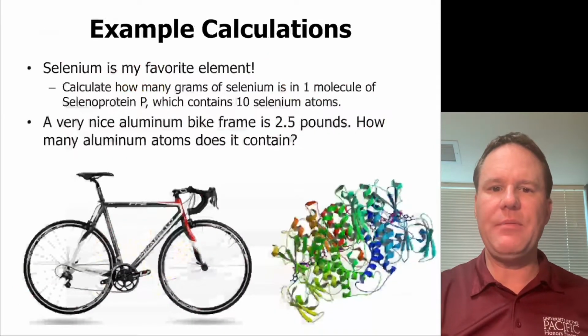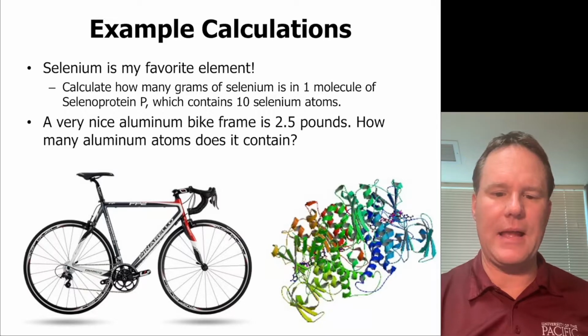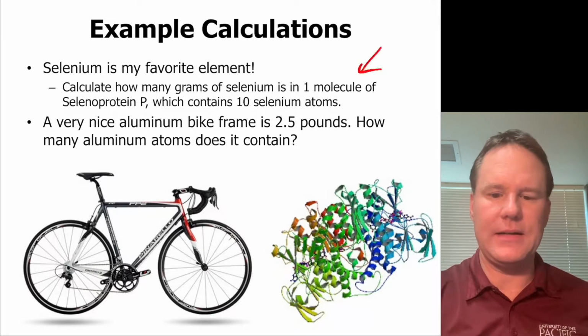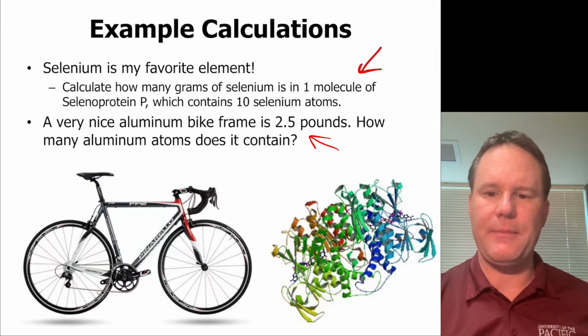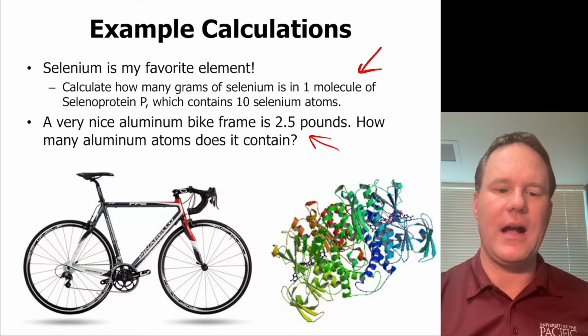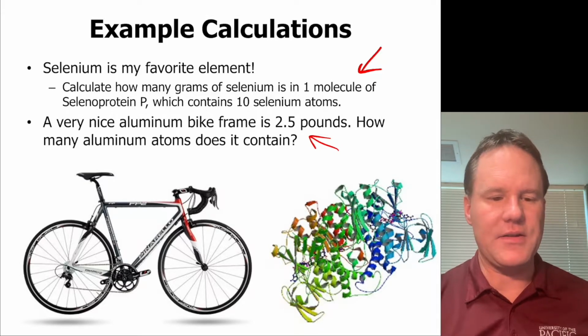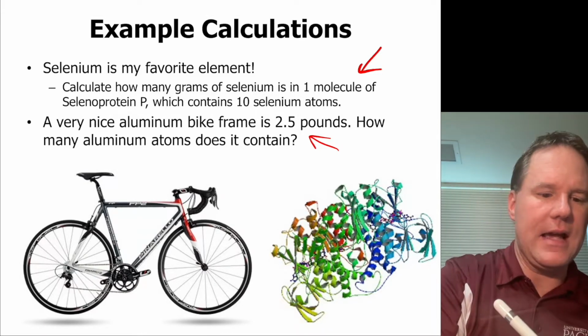Okay, so if we do a few sample calculations, you can do either this one. Let's do the second one on aluminum. So we have this very nice aluminum bike frame, which is 2.5 pounds, which is actually a nice frame. How many aluminum atoms does it contain? So how would we calculate that?